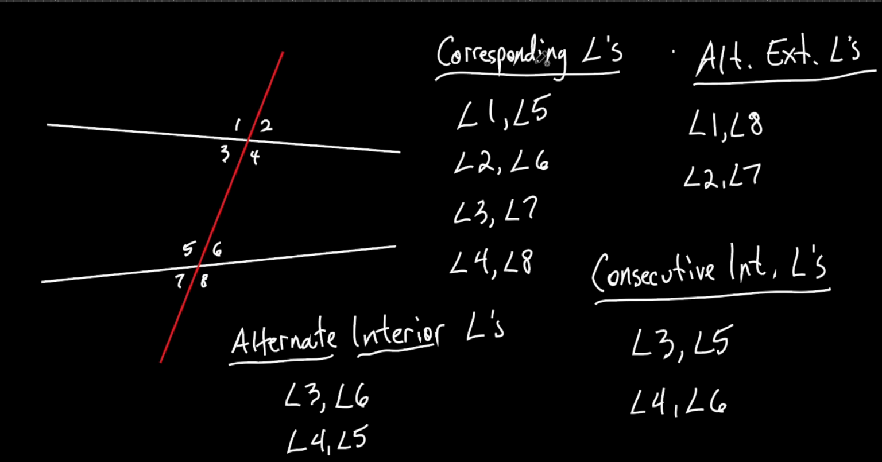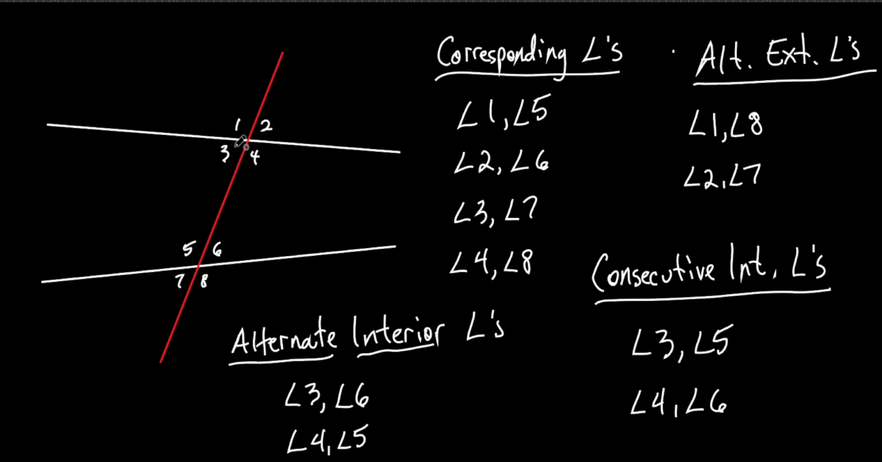So 1 and 5 are corresponding, 2 and 6, 3 and 7, 4 and 8. They're all corresponding angles, okay? And then alternate interior are those exterior, then interior, then consecutive interior. So would you be able to do that?